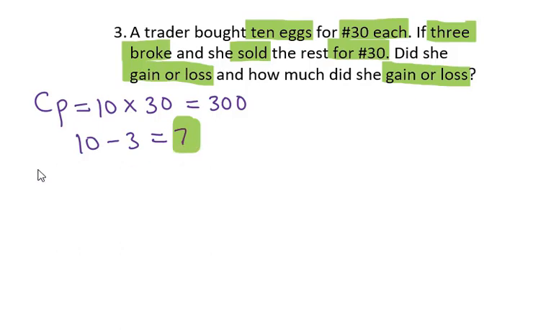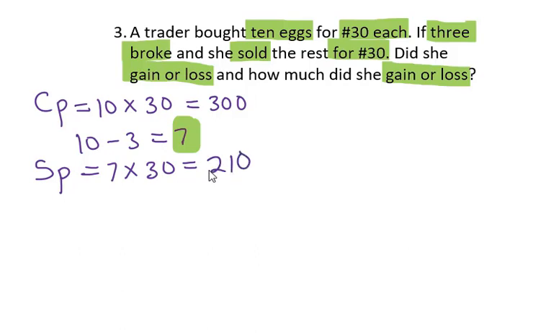So let's check out the selling price. This is where you need to pay attention. Selling price is 7 multiplied by 30. Now why is it 7? It's 7 because 3 broke, so we didn't sell all the eggs. We sold only 7, which was the number that did not break. I don't know if you understand. So 7 times 3 is 21, then you add 0, 210.